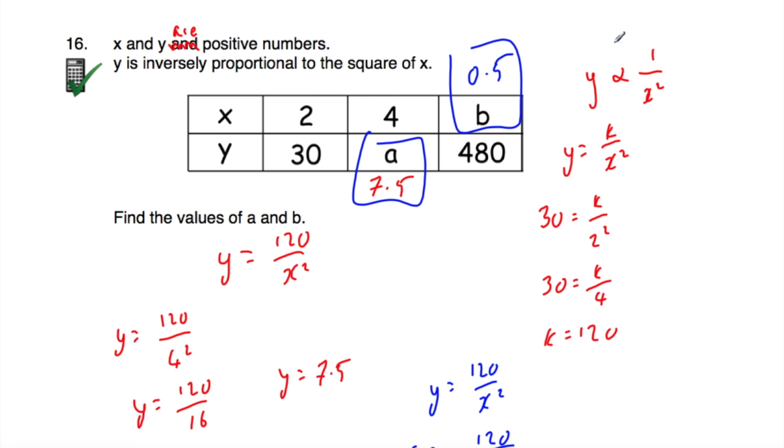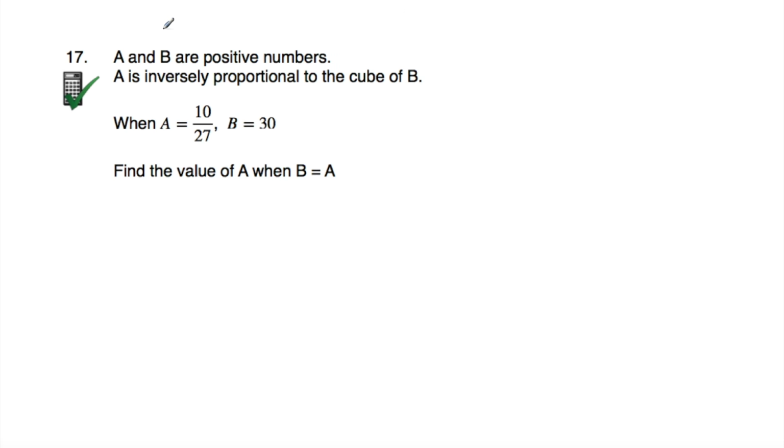Okay, let's look at our next question, question number 17. We're told that a and b are positive numbers and a is inversely proportional to the cube of b. And we're told that whenever a is equal to 10/27, b is equal to 30. We've been asked to find the value of a whenever b is equal to a.